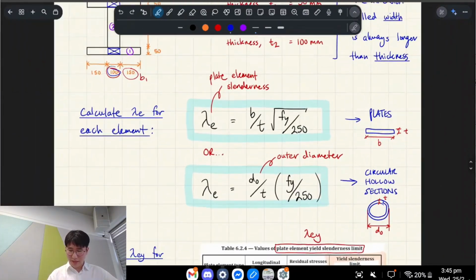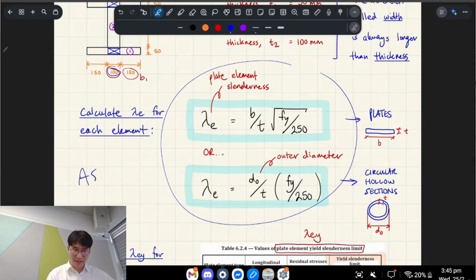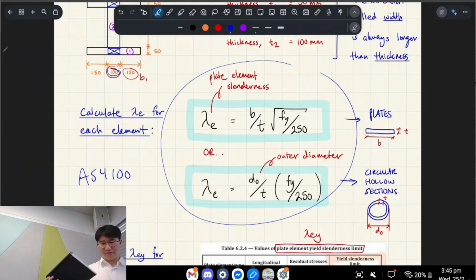Now we calculate the slenderness, and there are two formulas documented in the standards, AS4100. By the way, I forgot to do this. If you want to look through the standards, I've got it printed out.